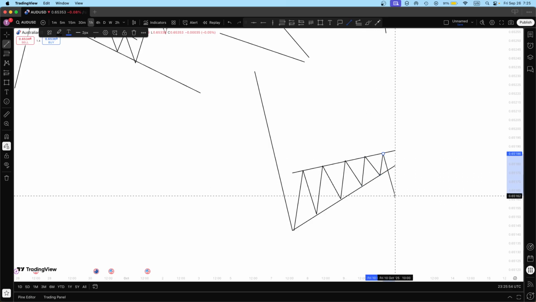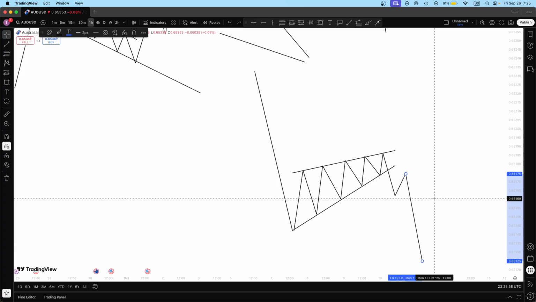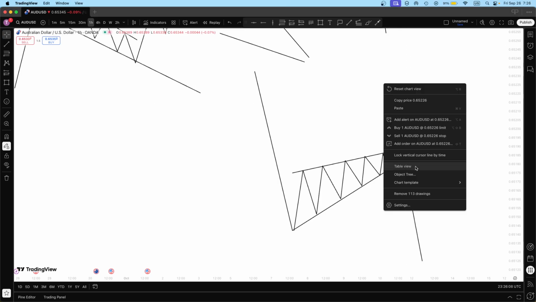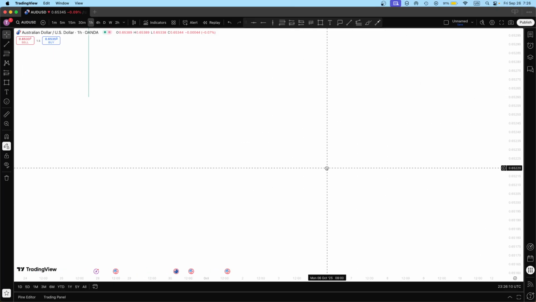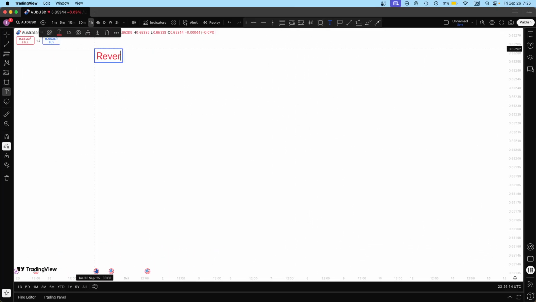And then we wait for it to break, retest, we can take a sell entry. Okay, so these are the basic continuation patterns. So now let's look at reversal patterns. So I'll just remove all this. So first, reversal patterns, the one that everyone talks about the most is double top and double bottom reversal patterns.